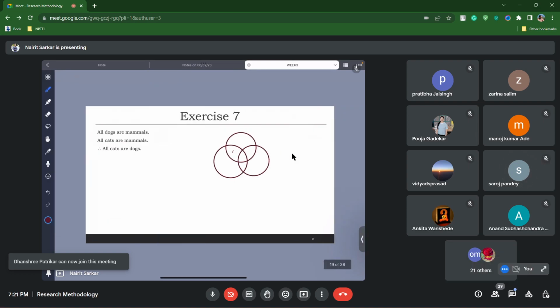Okay, sir. So again, all cats are dogs and mammals. So everyone should do it and tell me whether it is valid or invalid. All cats are mammals.